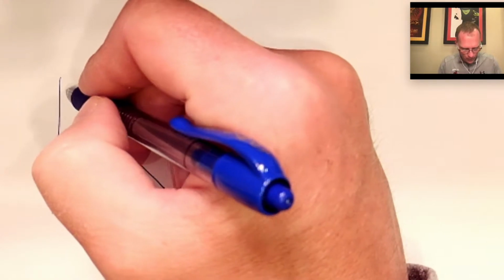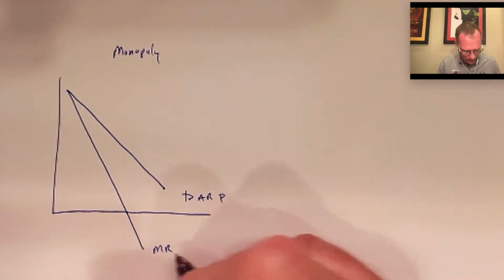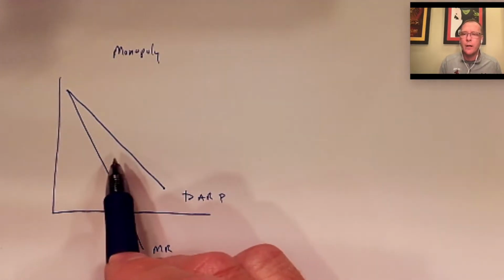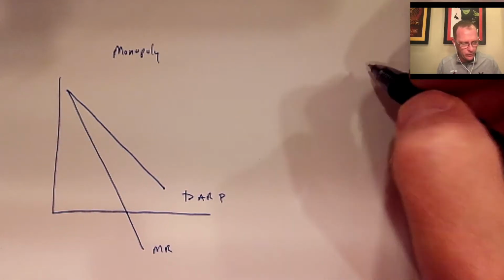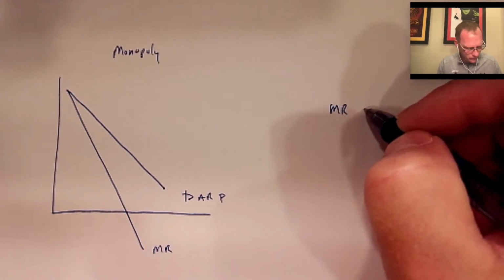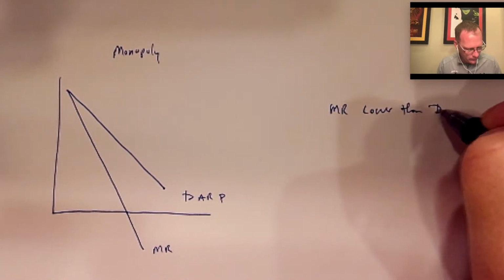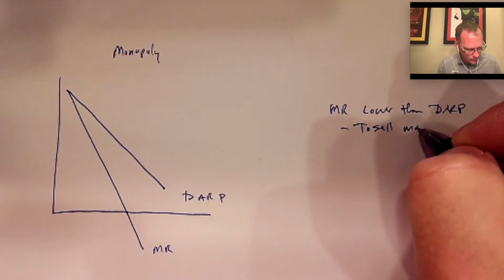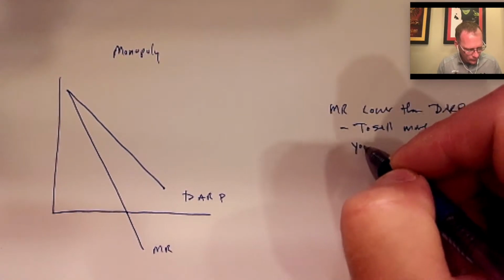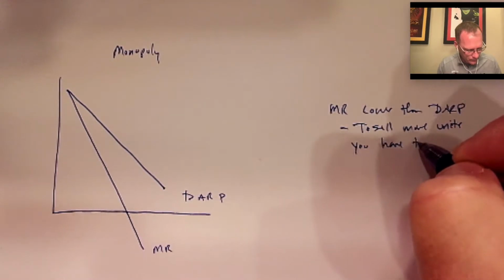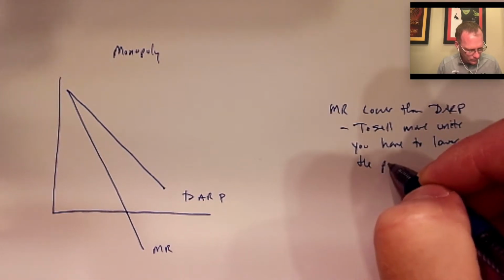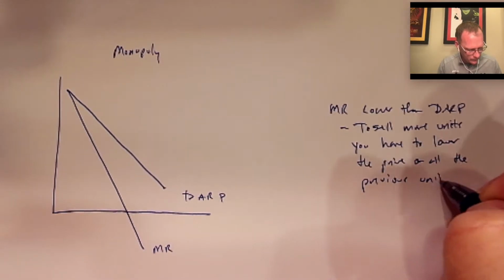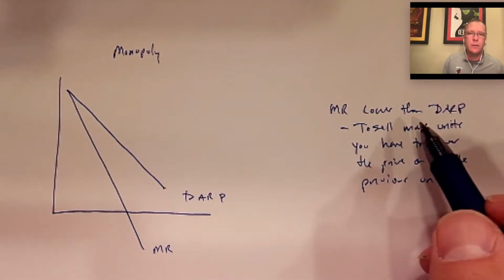And remember, marginal revenue has separated. So marginal revenue is going to be below demand, which is also average revenue and price. The reason is that to sell one more unit, I have to lower the price on all the previous units. So MR is lower than D equals AR. Why? To sell more units, you have to lower the price on all the previous ones in front. So that's a big deal. A lot of times they like to ask that.